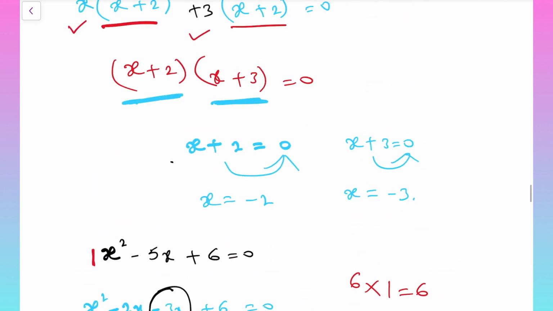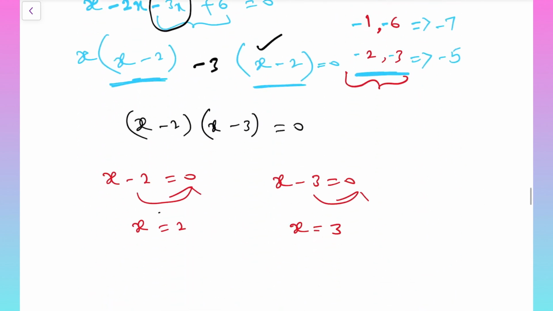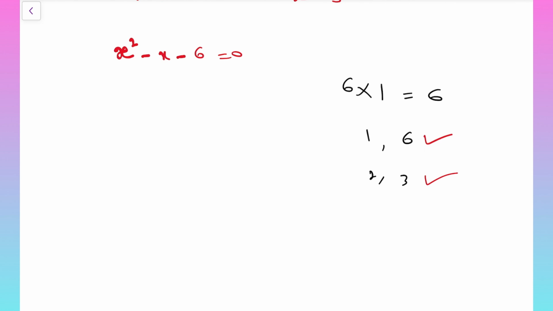The same way, let us check the third one then. x square minus x minus 6 is equals to 0. The first thing is as usual, the constant 6 multiplied with the x square coefficient, that is 6 times 1. The 6 will come as 1 and 6, and 2 and 3. Now coming to the symbol. If the middle and last terms are both negative, then in these pairs the bigger number should be negative and the smaller number should be positive.